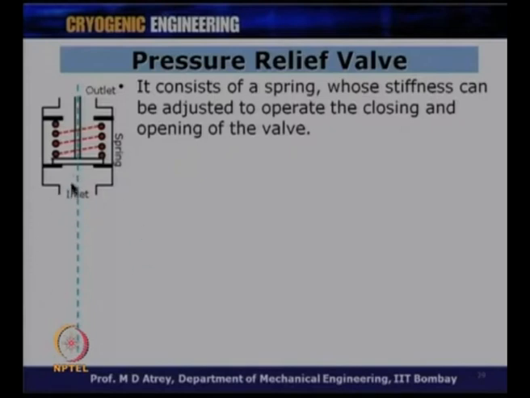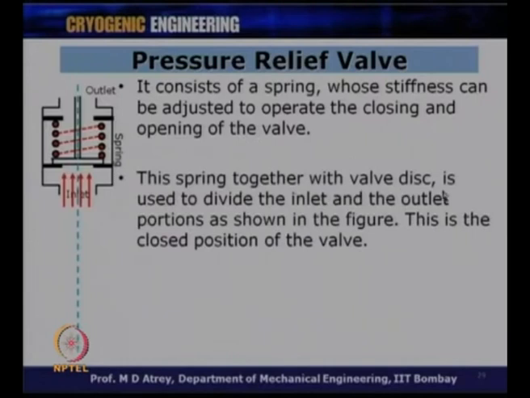Let us say we are talking about a cryo container. If the pressure buildup happens beyond, let us say, 5 to 6 psi above atmosphere, the valve should open, or sometimes 2 to 3 psi above atmosphere. You should not wait for a very high pressure to build up, not of the order of 2 or 3 bars. As soon as pressure exceeds, let us say, 1.05 bar or 3 or 4 or 5 psi, this should open up and the gas should get vented to atmosphere. The spring together with the valve disc is used to divide the inlet and outlet portions, as shown in the figure.